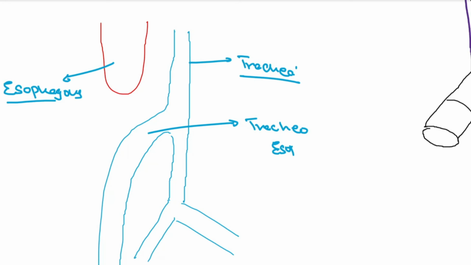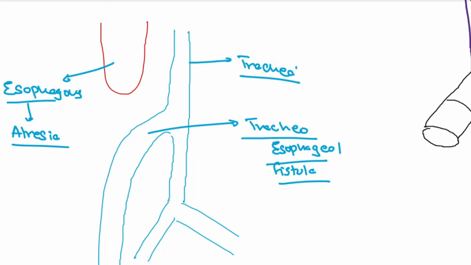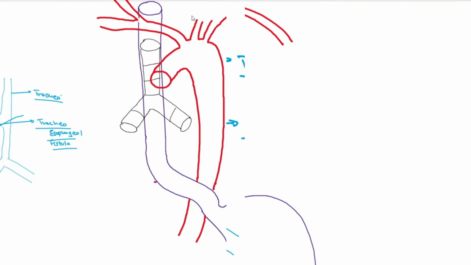Now, depending upon the location, we can have different tracheoesophageal fistulas. So due to this condition, it leads to the atresia, that is degeneration of the esophagus. And the last condition which we have is the achalasia.